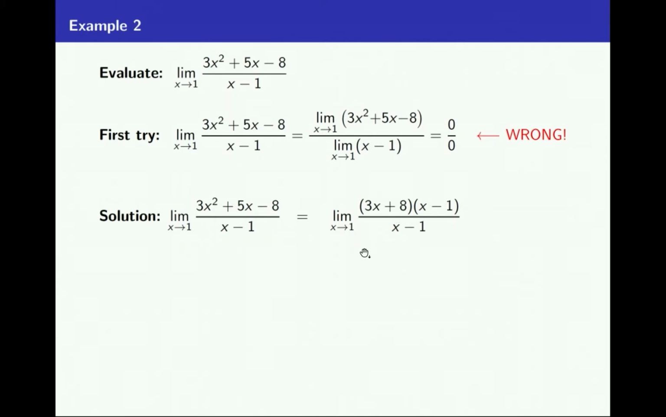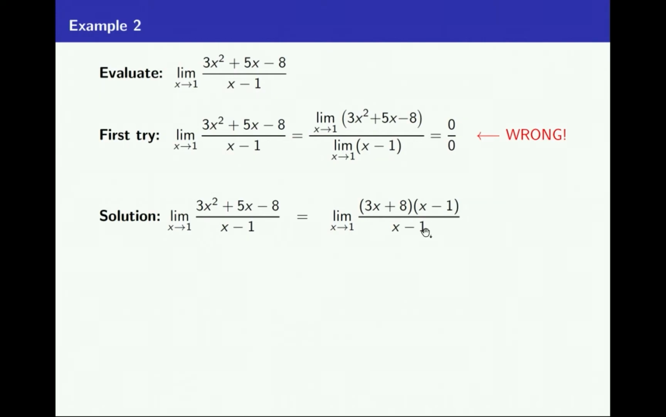And let's see, is this a valid factoring of the numerator? Let's FOIL it back. 3x times x is 3x squared. Then 3x times minus 1 is minus 3x. Plus 8x is 5x. And 8 times minus 1 is minus 8. So yes, we have successfully factored the numerator.